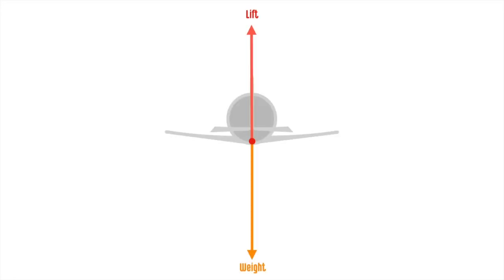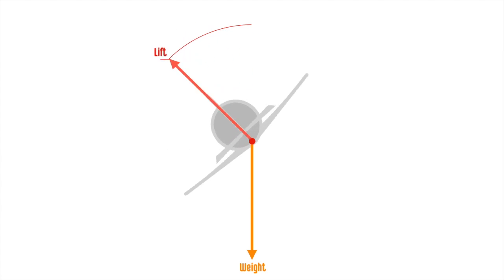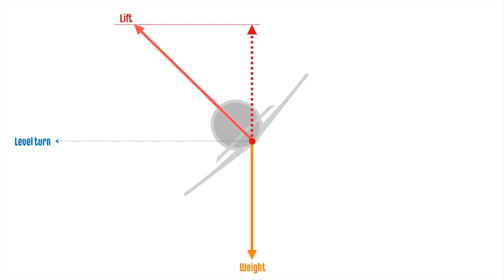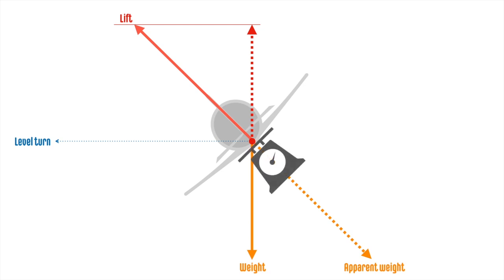In straight and level flight, lift equals weight and the load factor is said to be 1. In a bank turn, the vertical lift component that opposes weight is reduced. To maintain the turn without losing any altitude, the pilot must increase the angle of attack to generate more lift. This increases the loading on the wings and increases the aeroplane's apparent weight. So if you could put a scale under the aeroplane, it would show more weight.